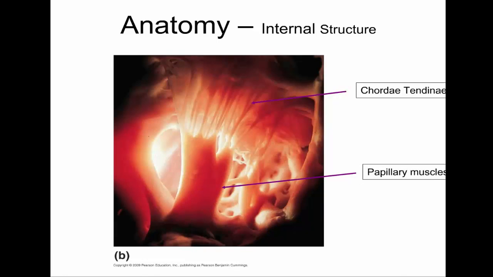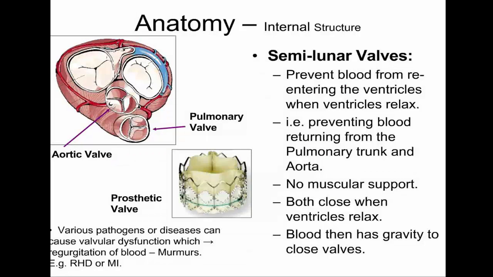Here we've got a photograph where blood has been replaced by a clear solution. You can see the chordae tendineae and the papillary muscles are pulled tight, the papillary muscle is stretched, and the valve is closed. The semilunar valves, you've got two semilunar valves. One is the pulmonary and the other is the aortic semilunar valve, and these don't have any muscular support. They are based mainly on pressure and gravity, and they prevent backflow of blood when they're working well.